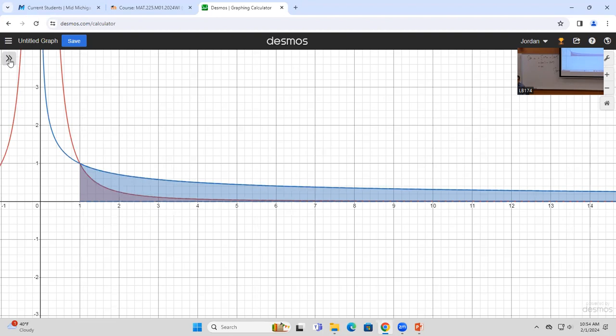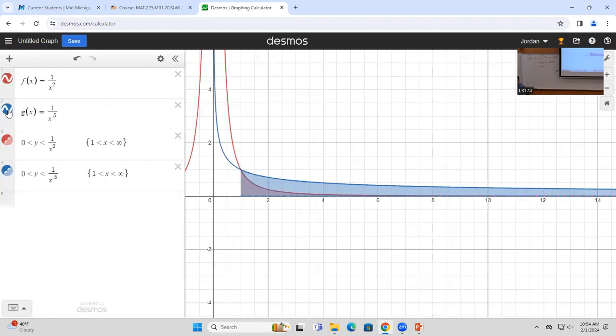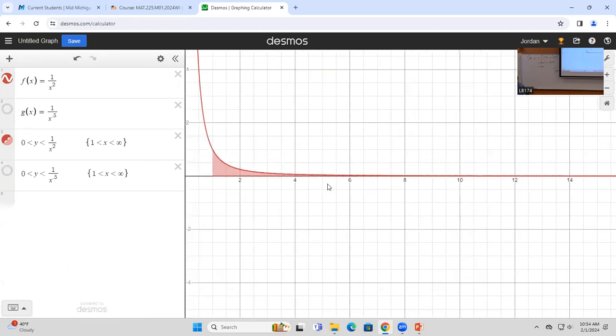So what we're saying is that this red area, even though it goes on forever to the right, has a finite area, and that area is 1. Which is kind of a weird concept in and of itself, because this thing has infinite length but a finite area. It's really hard to wrap your head around.